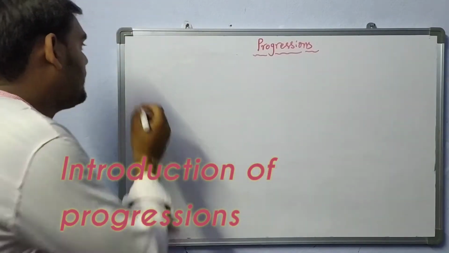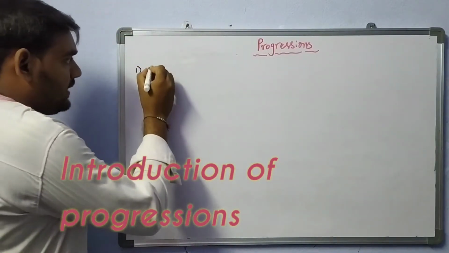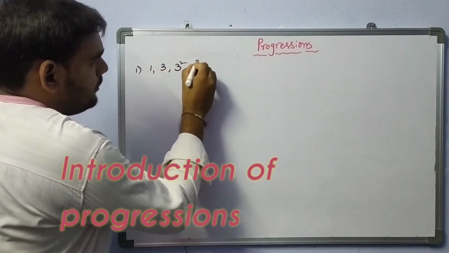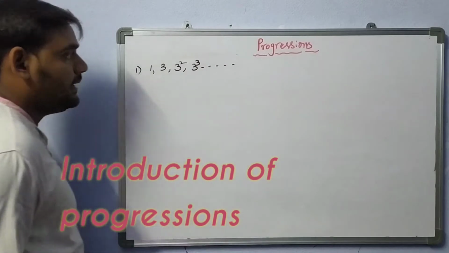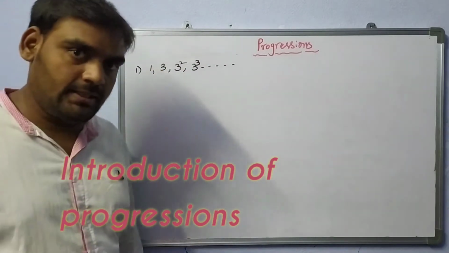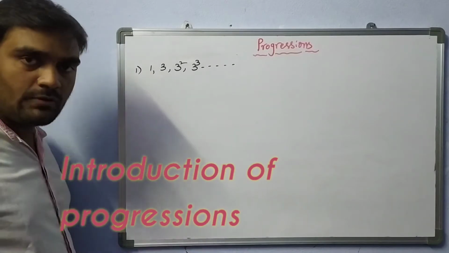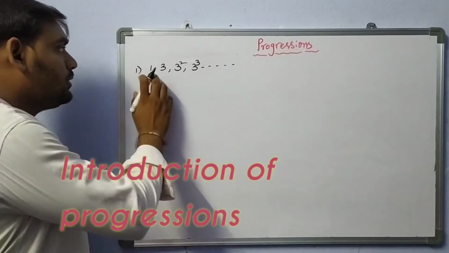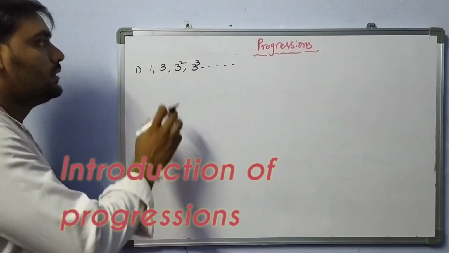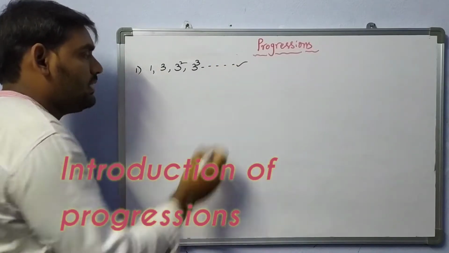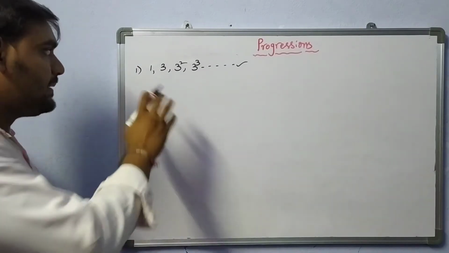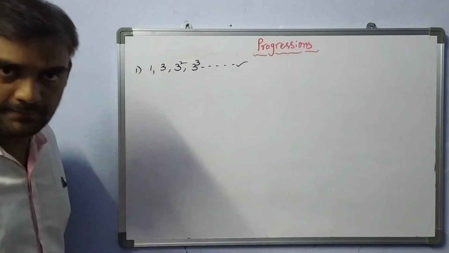See here, if I take some numbers like 1, 3, 3 square, 3 cube and so on. Here I arrange each and every number as a power of 3. See here, 1 can be written as 3 power 0. Am I correct or not? So each and every number is expressed as a power of 3. So it is one pattern. When we arrange numbers with a definite mathematical rule as a pattern, it is called a progression.